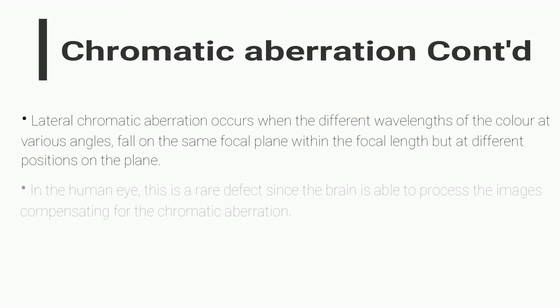Lateral chromatic aberration, on the other hand, occurs with the different wavelengths of the color at various angles falling on the same focal plane, within the focal length but at different positions on the plane. This type of chromatic aberration is only visible at the corners of the image in high contrast areas. This occurs with low quality lenses and has blue and purple fringing. This type of chromatic aberration can only be fixed using post-processing software.